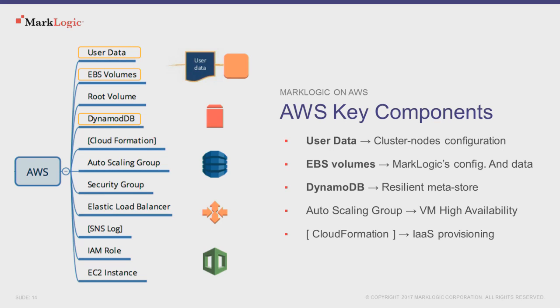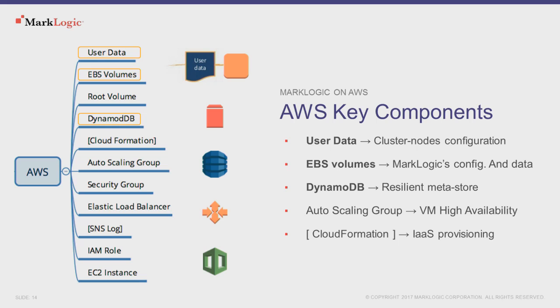There are a number of key components that are offered on AWS. User data and EBS volumes and DynamoDB are probably the three that we're going to look at the most in this. But then you've got other pieces as well, like the auto-scaling groups that we referred to earlier on. The auto-scaling group acts as a sort of watchdog, a guarantee that if the instance goes down, it will then bring up another AWS instance and join the cluster for you.